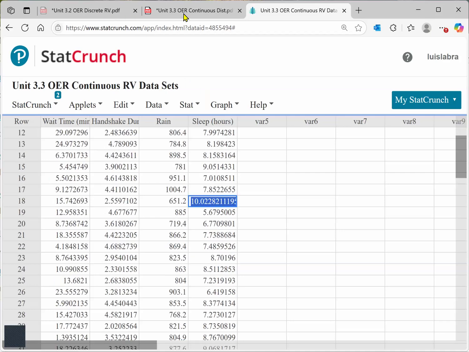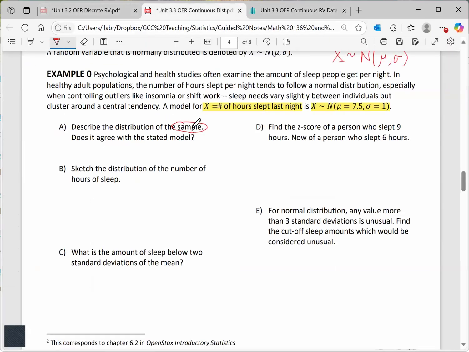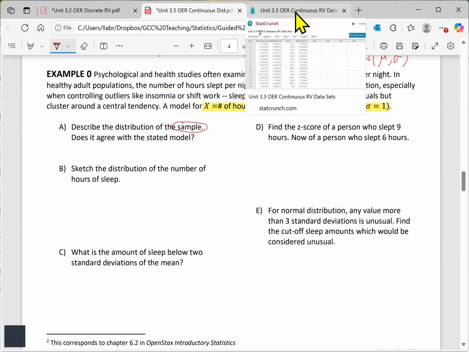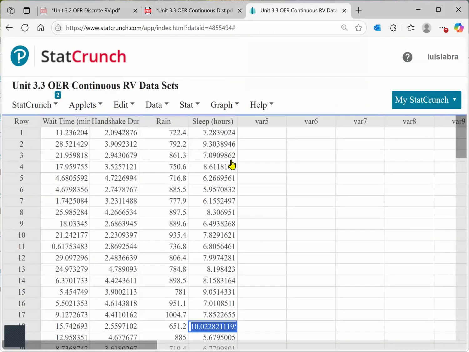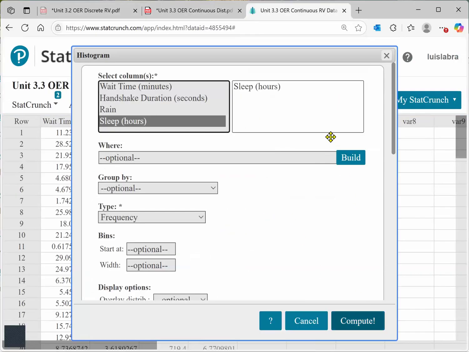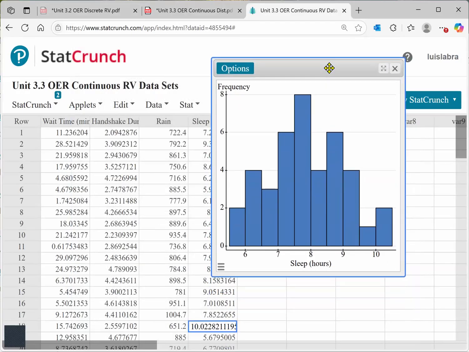So let's go ahead and just visualize this. So describe the distribution of the sample. Distribution, we always want center, shape, and spread. So let me go Graph, Histogram, sleep. Whoa. Okay, so there is my sample.